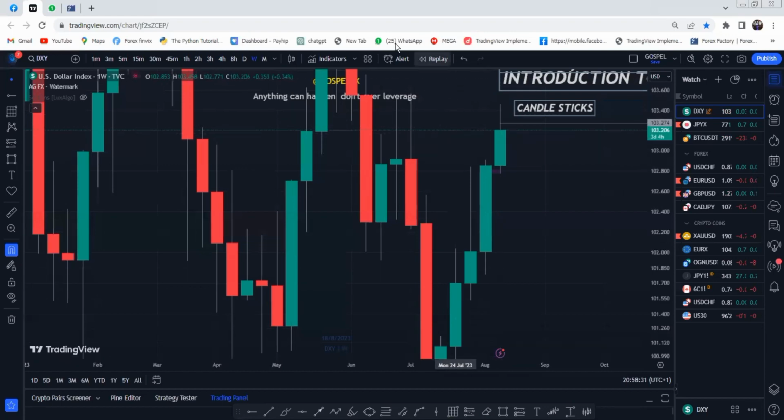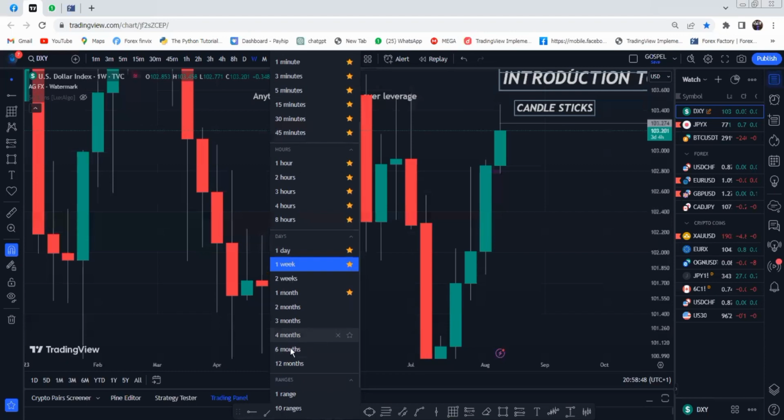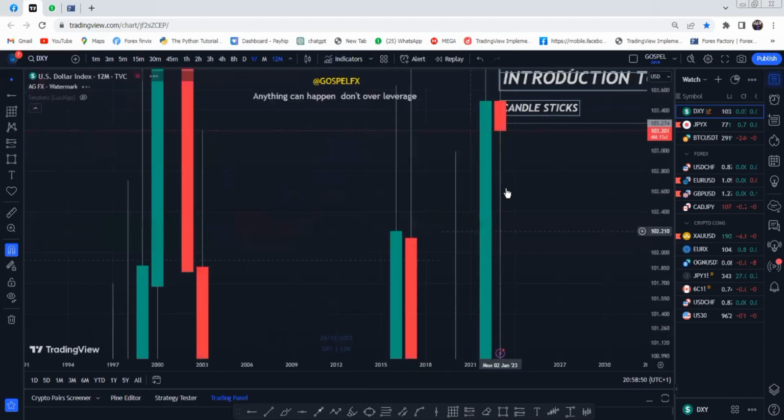So like I said, candles are formed based on timing, and these are the timings here. We have 1 minute right up to the 1 year chart. Now let's look at the 12 months. This is a 12-month chart here.